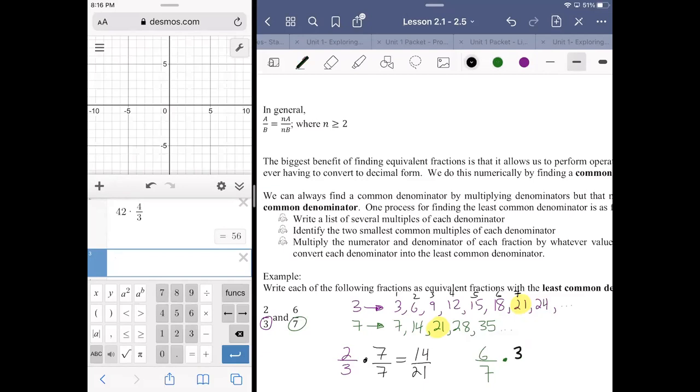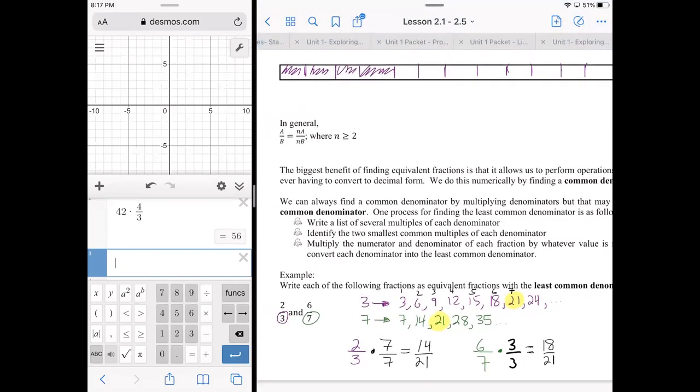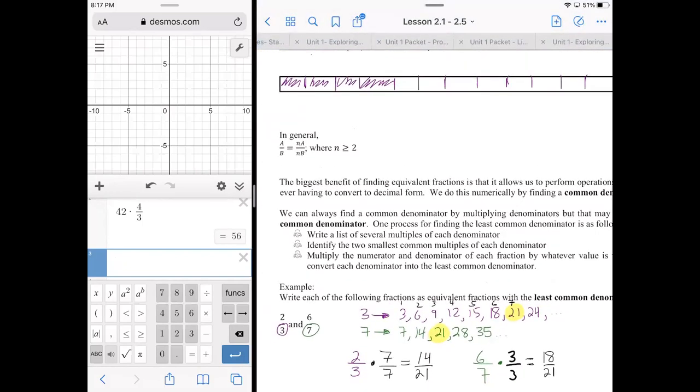So 3 over 3. When you're multiplying fractions, again, it's top times top, bottom times bottom. So 18 out of 21. All right. So now that I have a common denominator, it's kind of like I standardized it. I now have a level playing field. I can combine them if I want. If I needed to add these two numbers, I can just add across the numerators and keep the denominators the way they are. All right.